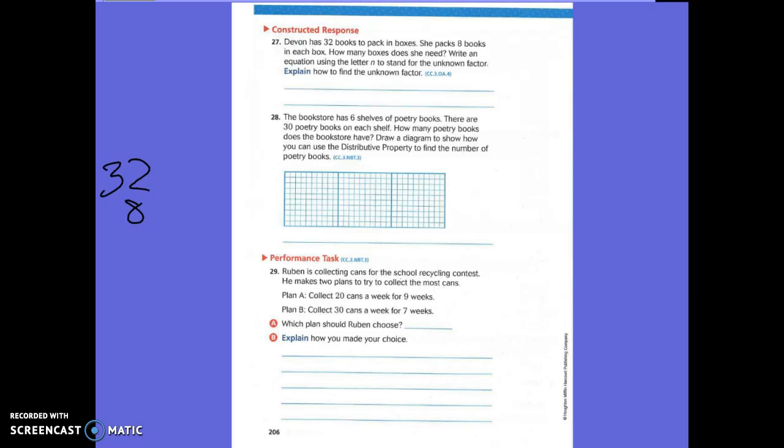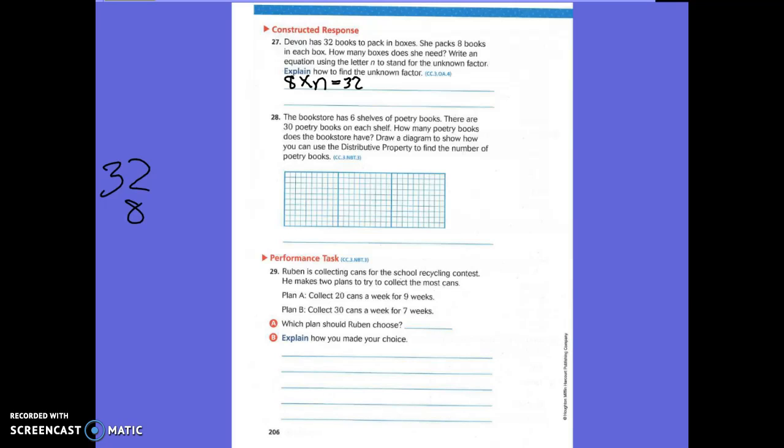We are trying to find the missing factor. We already know the answer and we know one factor. We do not know both. We are trying to figure out how to write the equation that shows the missing factor right now. So what am I going to do, Cooper? 8 times N equals 32. Okay. 8 times N equals 32.